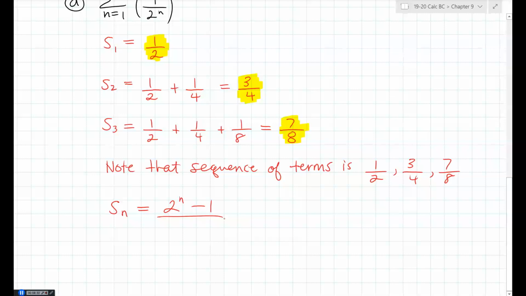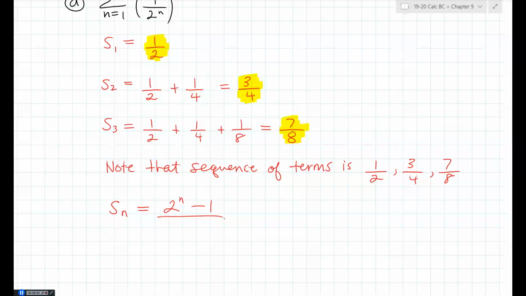Why is it 2 to the n instead of 2 times n? Well, with 2 times n, if you plug in a 1, you'd get a 1, right? If you plug in a 2, you get 4 minus 1, which is 3, so that's good. But if you plug in a 3, what do you get? You get the missing digit, right?